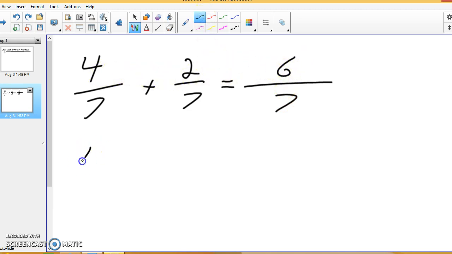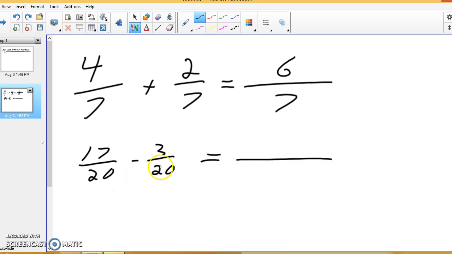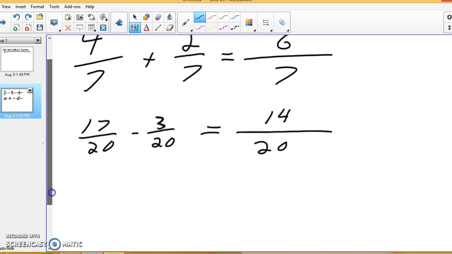So say we have 17 over 20 minus 3 over 20. Again, they have the exact same denominator, which is 20, so that means we can just simply add or subtract the top. 17 minus 3 is 14, and now we can simplify that, which simplifies down into 7 over 10, because we pulled a factor of 2 out of both. So that is the easy way of adding and subtracting fractions. If they have the exact same denominator, it's just simply adding and subtracting the tops.